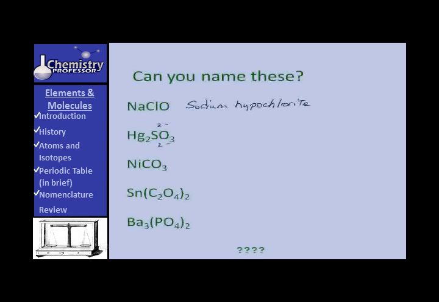This next one has a polyatomic ion, the sulfite, which is -2. There's one of them. So the mercury over here must be a +2. And there are 2 of those, so each of those mercuries must be a +1. Therefore, this is the mercurous sulfite, or if you will, the mercury 1 sulfite.